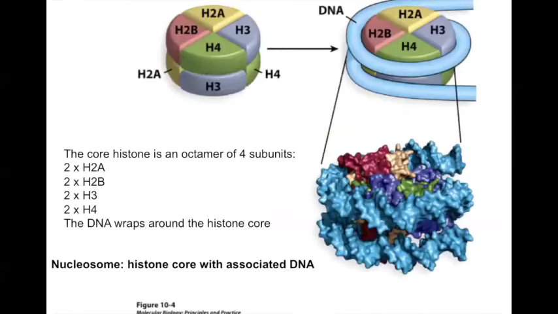Histones. Histones are made up of 8 subunits. We can see that the core histone is an octamer of 4 subunits, 2 times H2A, 2 times H2B, 2 times H3, and 2 times H4. The DNA itself is wrapped around this histone octamer that we see here.